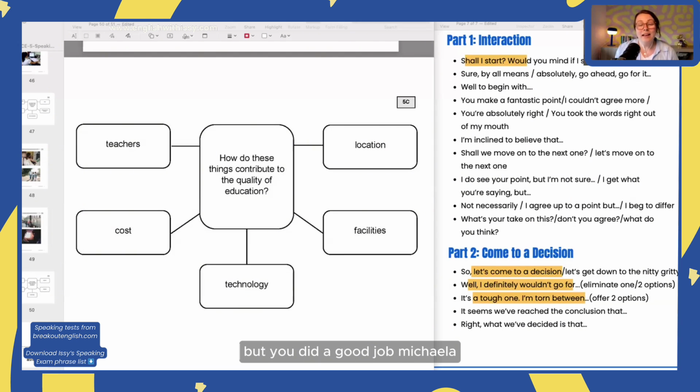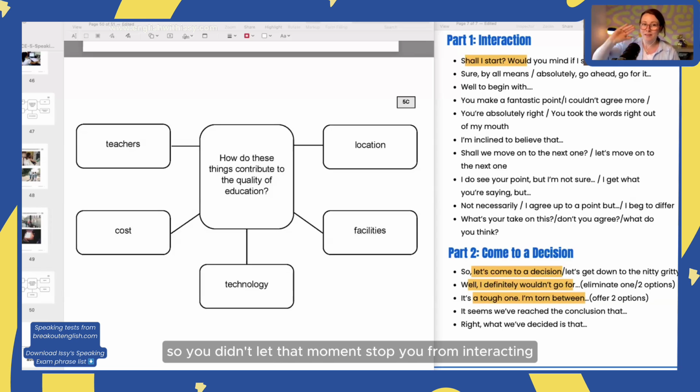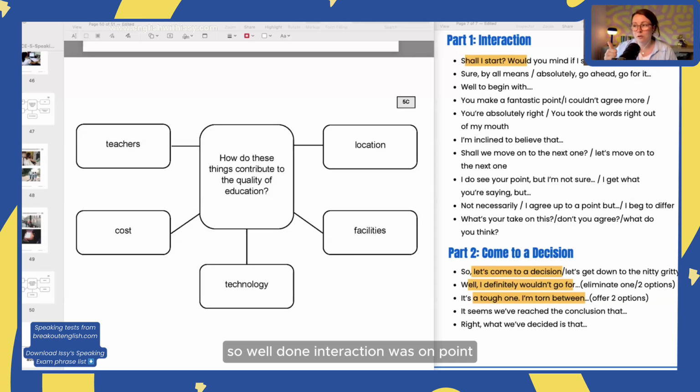But you did a good job, Michaela, because this does happen. Either people get nervous or they freeze. Anything can happen. Sometimes we just get stuck and we don't know what to say. And you kept the conversation going. And Colin, you still jumped in afterwards. You said, yes, I agree with you. So you didn't let that moment stop you from interacting. And you showed that you could interact with each other until the very end. And you guys did a fantastic job of this last task. So well done. Interaction was on point.